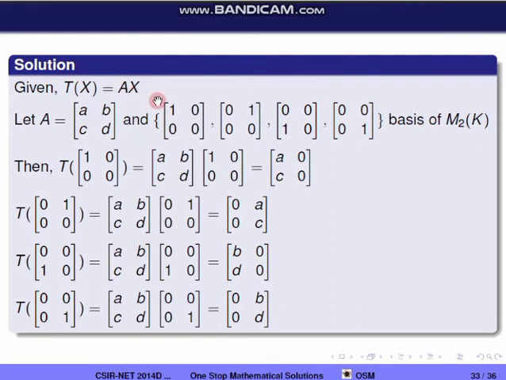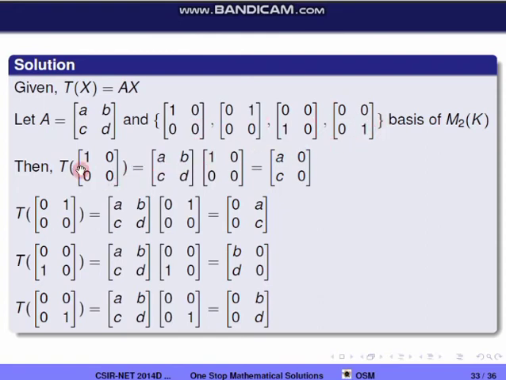I'm considering the case for n is equal to 2 and generalizing it for n. So let A be equal to A, B, C, D. Consider the standard basis of M2 of K, which is 1 0 0 0, 0 1 0 0, 0 0 1 0, 0 0 0 1. Now I will be finding the image of the basis elements under T and writing the image as a linear combination of the standard basis elements.